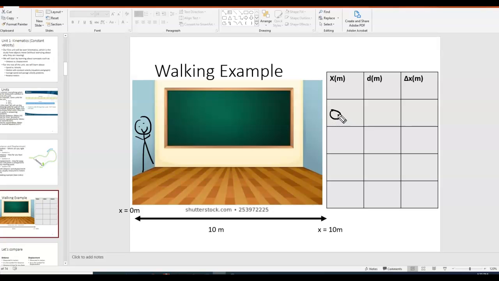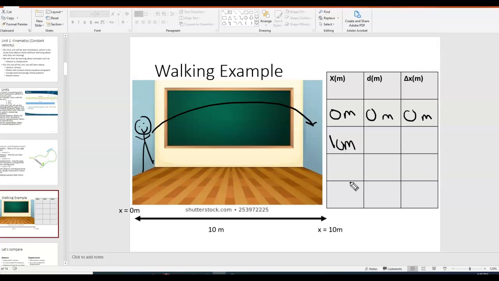So I'm going to fill in my little chart here. My position, my x, is 0 meters, and I have traveled a distance of 0 meters. And my displacement is also 0 meters, just because I haven't done anything yet. Now let's say I decide to walk from the left side of the room over here to the right side of the room. What is my position now? Well, my position now is 10 meters.